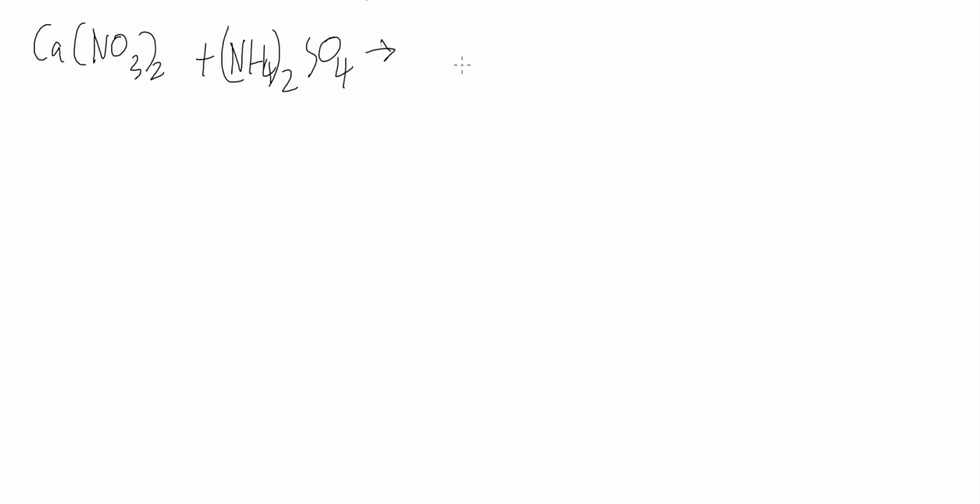Let me give you an example here. Calcium sulfate is depicted as insoluble. So if we have calcium nitrate, Ca(NO3)2, and ammonium sulfate, (NH4)2SO4, this turns into calcium sulfate, CaSO4, and 2 ammonium nitrate. I don't know why I wrote the 4 like that.